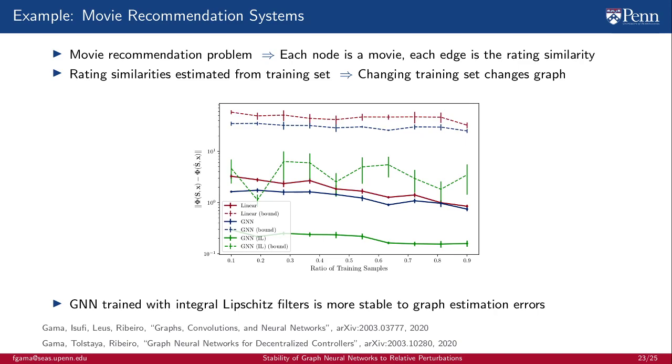Here we have a plot that shows the difference at the output of the GNN, whether it was running in the original graph S on which the GNN was trained, or if it's running in another graph obtained from a smaller training set, that is, a graph that has more estimation error. In essence, we see that the difference is much lower for a GNN trained with integral Lipschitz filters. Thus, such an architecture is more stable to graph estimation error. This was a very brief illustrative example, but you can find more examples of the importance of stability in these papers down here.